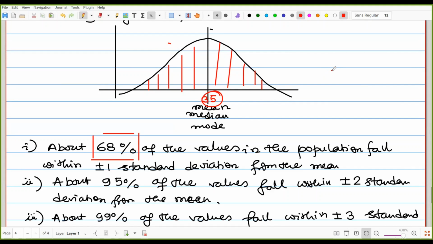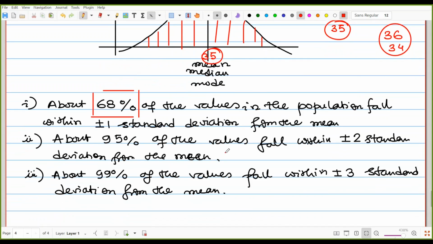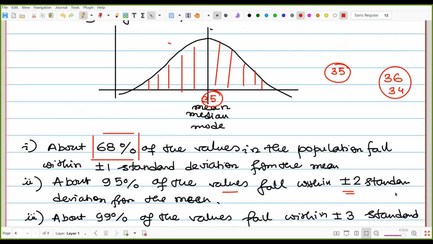Plus-minus 1 means if the mean is 35, that means 68% of the data are near about 36 or 34, near about plus-minus 1. If that is not true, in that case, 95% of the values fall within plus-minus 2 standard deviations from the mean. So that means if the data are not 36, 34, like that 68%.